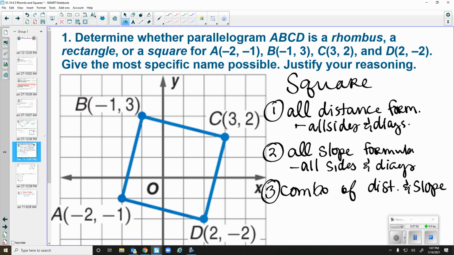Wait, with number 2, which one of those has to go with rectangle? Say that again? For number 2, which one of the two has to do with rectangle? The sides go with rectangles, and the diagonals go with a rhombus. But not all sides are rectangle. But you're finding slope. Oh, right? Slope just means 90 degrees. Because when you're finding the distance of all your sides, that goes with a rhombus. Distance of your diagonals, that goes with a rectangle.